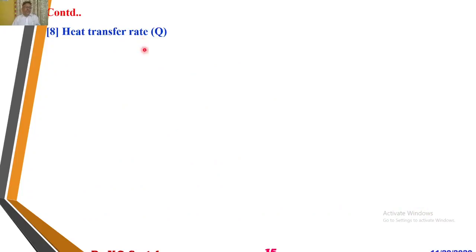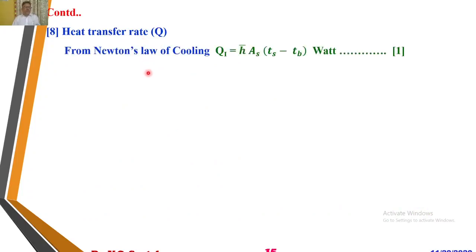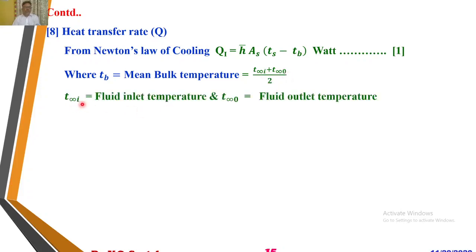Then heat transfer rate Q. From Newton's law of cooling, the heat transfer rate can be given as h bar A_s (T_s minus T_b), where T_b is mean bulk temperature given as (T_infinity,i plus T_infinity,o) by 2, where T_infinity,i is fluid inlet temperature and T_infinity,o is fluid outlet temperature.